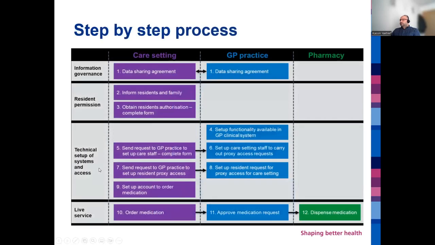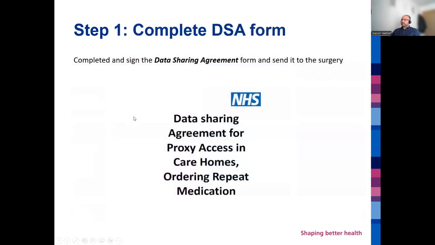So the steps to have proxy in your care home, there are four steps, really easy ones, and I'm going to focus on the care home ones here. First of all, you need to sign a data sharing agreement form. It's all to do with GDPR. So that's one form you need to complete. It doesn't take that long, about a minute or two. You give some information to your GP practice about your information governance in your care home, and then you sign and date it and send it to the GP practice.